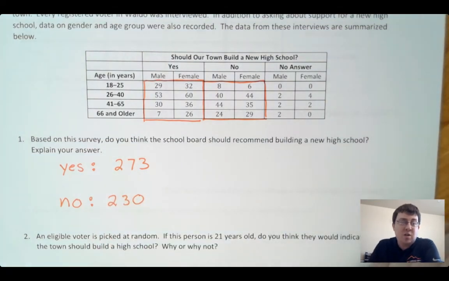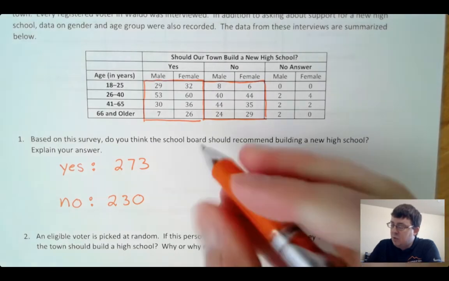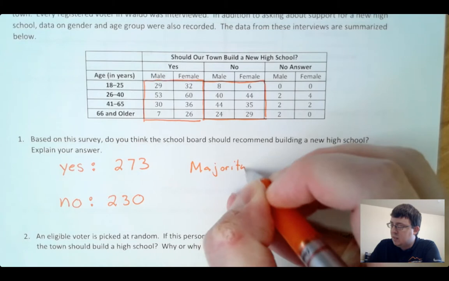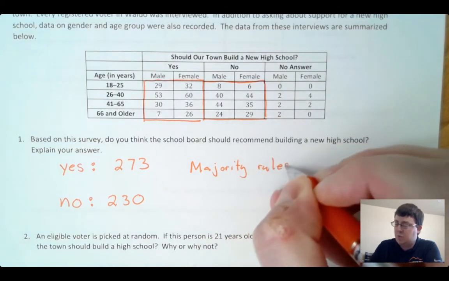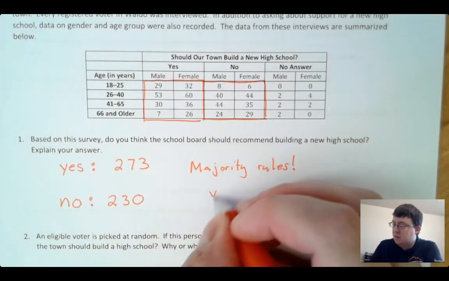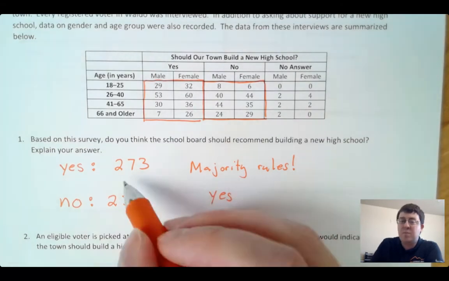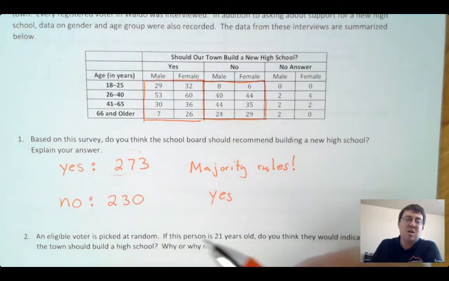So it's pretty close. But if you're a majority rules kind of person, so you say, oh, well, the majority has the correct answer, then you would say yes. You would think that they would recommend building a high school because there are more people that voted yes than no. But it's pretty close.